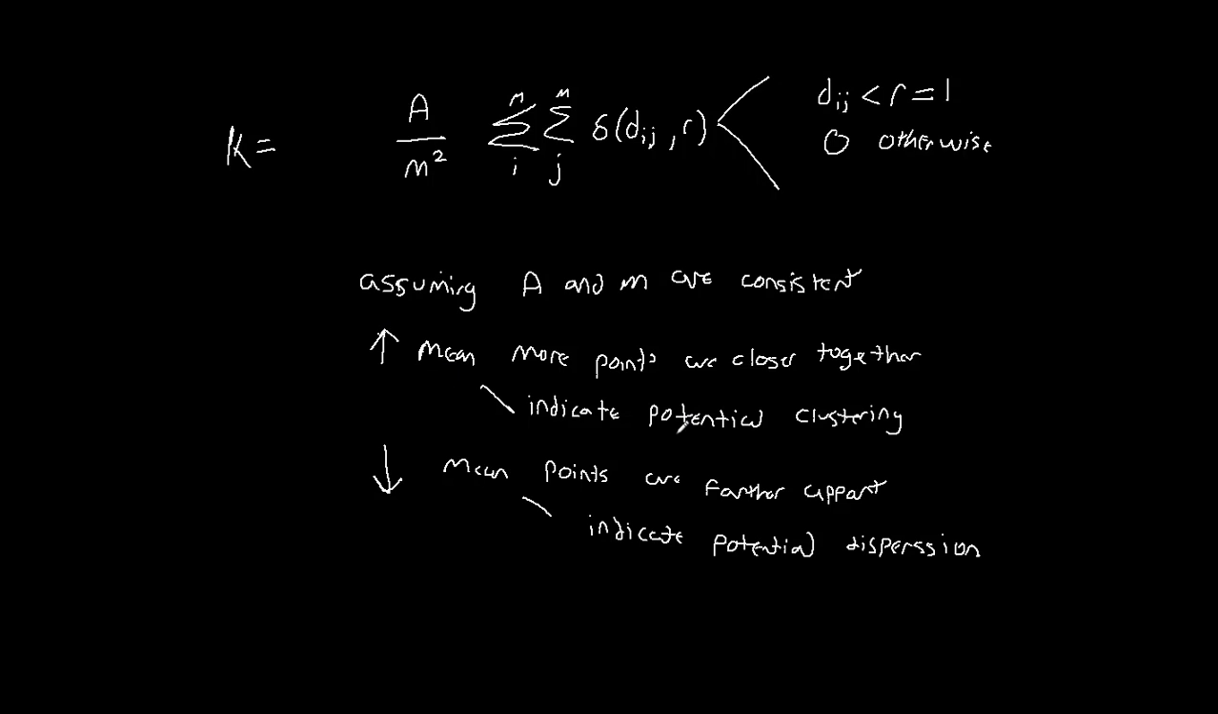And again, potential is really important here, because as we're going to talk about in the next video, we're going to talk about what this is relative to. This has to be relative to something for us to be able to make a meaningful comparison. But again, assuming the A and the M stay the same, generally higher K means points are closer together, lower K means points are farther apart. Hopefully this makes sense.